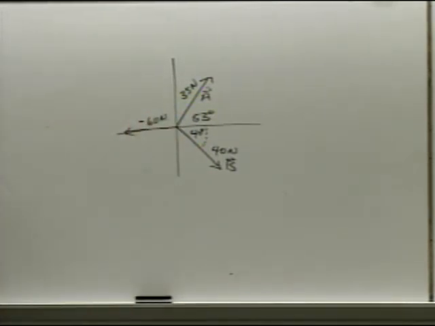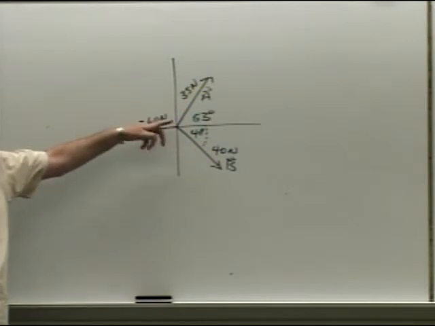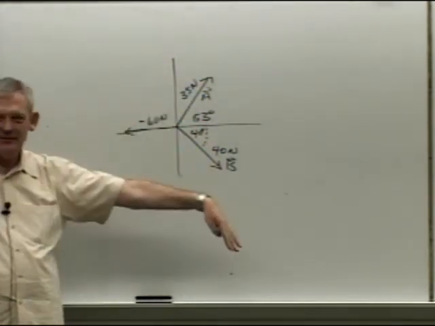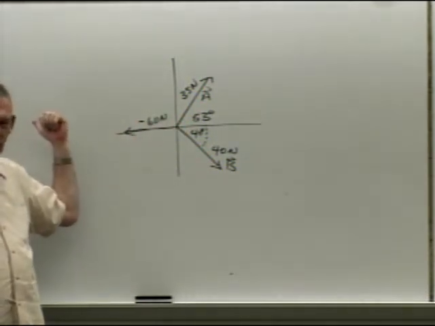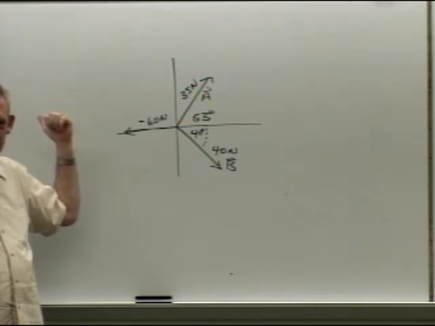I want to add all those up. I want to find out what the net force is that's acting on this center thing right here. Some guy's pulling this way at 35 newtons, some guy's pulling down this way at 40 newtons, and some guy's pulling this way at 60 newtons. What's the overall force and which direction is it going to go?